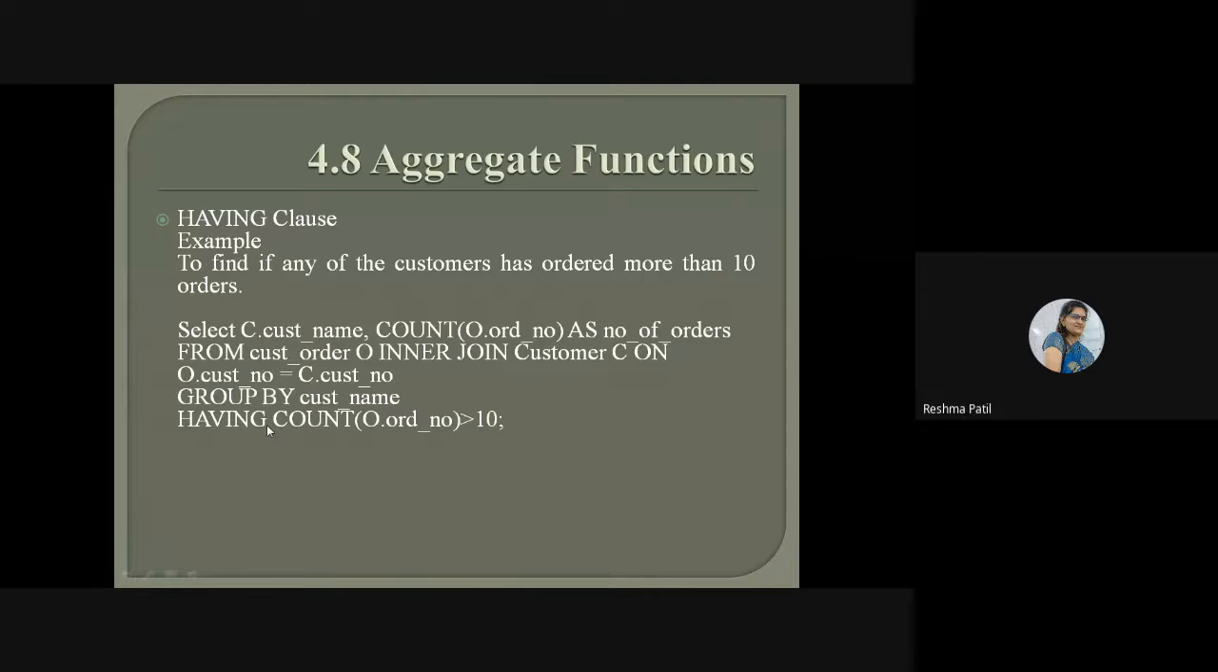And here is the condition, who has ordered more than 10 times, that is written over here: HAVING COUNT of order number is greater than 10. So this is the HAVING clause. When can we use the HAVING clause? Remember, whenever there is an aggregate function in the condition, that time we cannot use the WHERE clause. So we can use the HAVING clause whenever we are using an aggregate function.